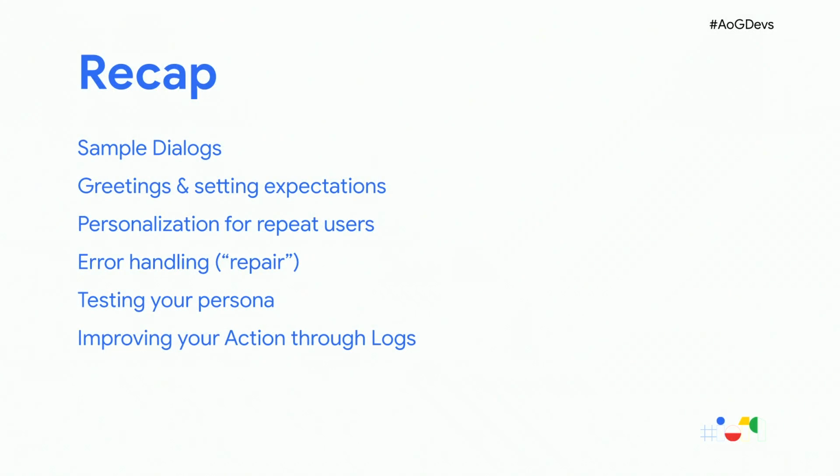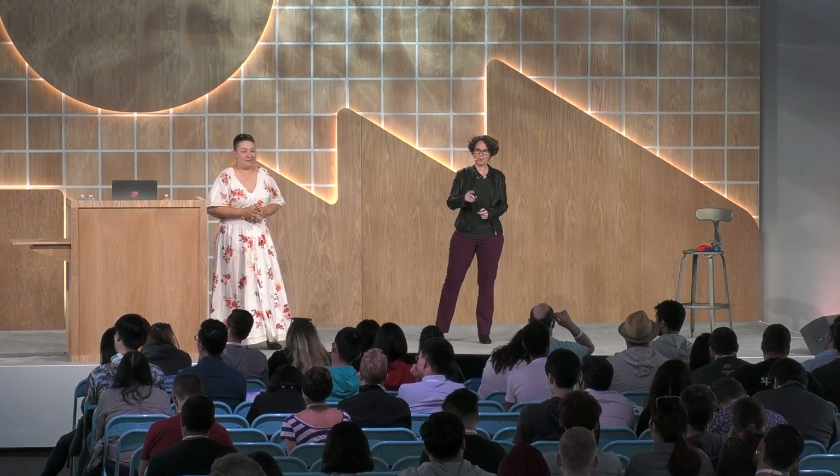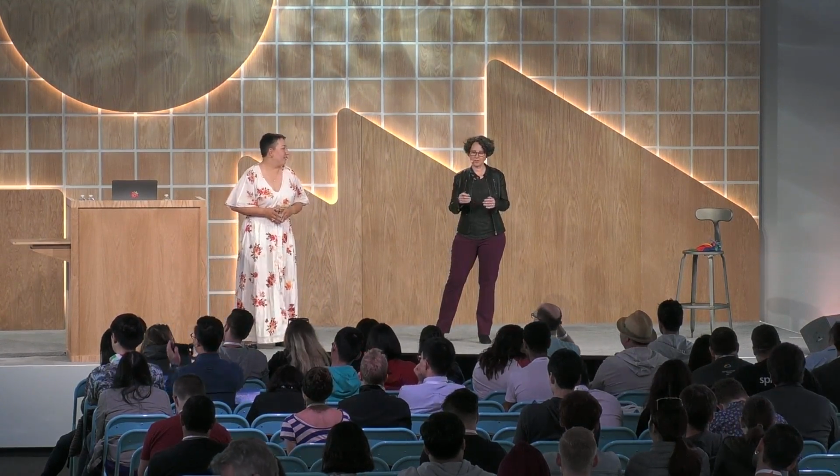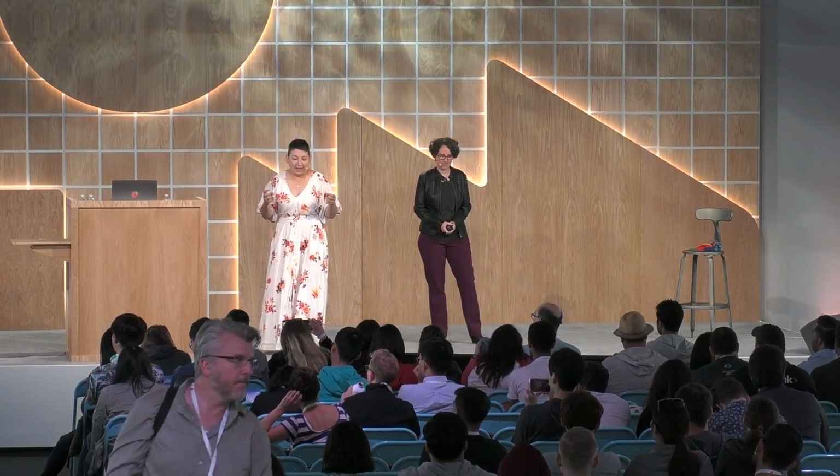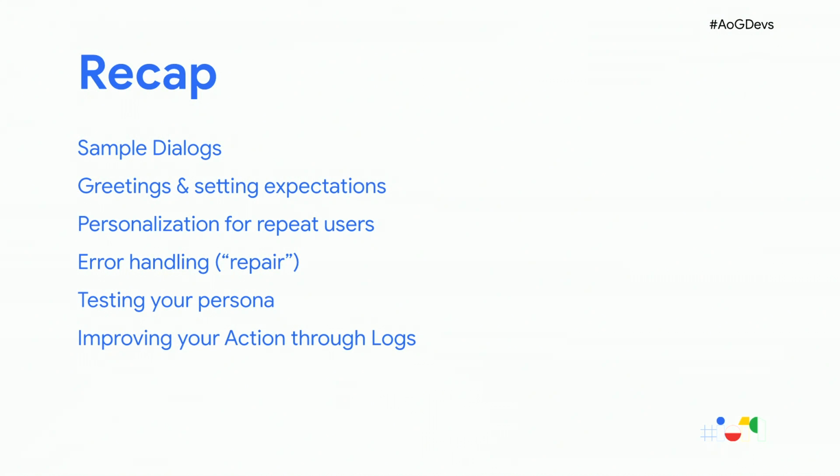So we talked a lot about many things, so let's do a quick recap. So first we learned how to get started, sample dialogues. Write them down. Yeah, and of course you want to say it out loud. So you want to read all your sample dialogue out loud. And then of course you want to spend some time setting expectations in the greetings for your users. And then of course you want to be able to customize those greetings for users who come back for your action. And then don't forget to personalize the experience by using helper methods.